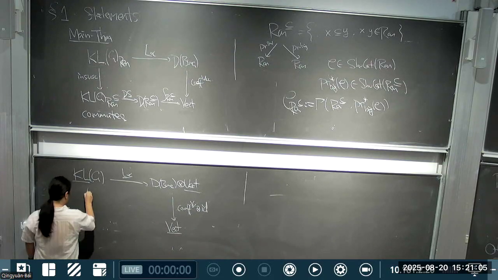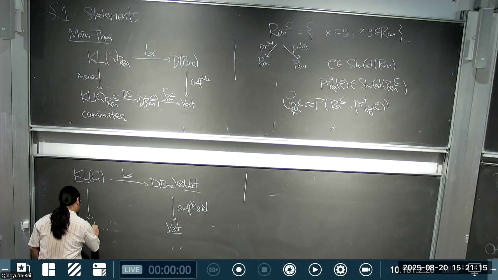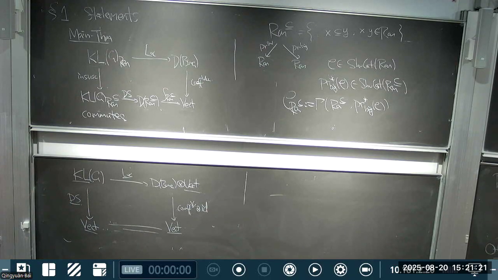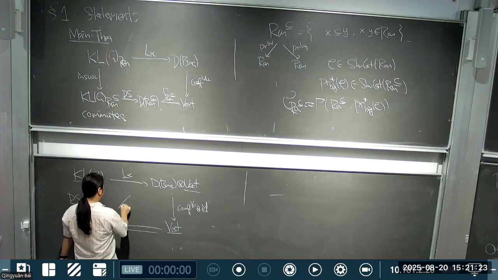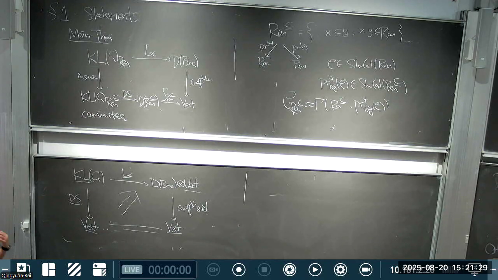And here, what I can do is this ds underline, which also goes to vec underline. And here I will draw this. But unfortunately, this does not commute. So later I will construct a natural transformation between them. But before that, let me explain why in the field we want to compare these things. Why these things can be related.